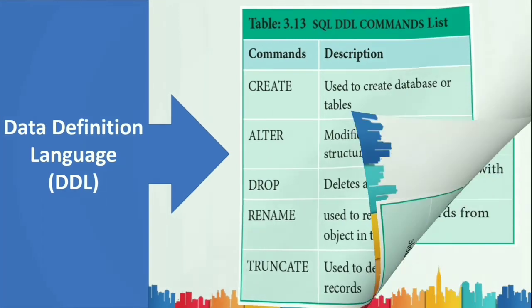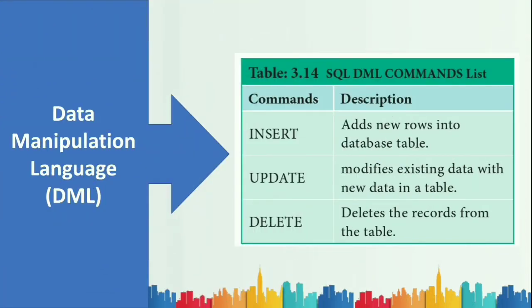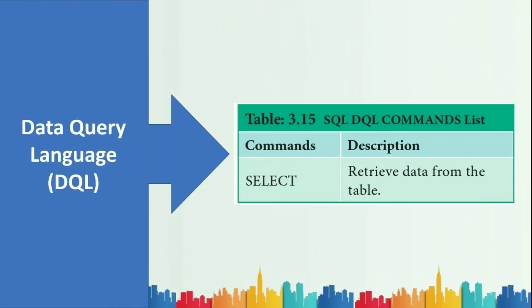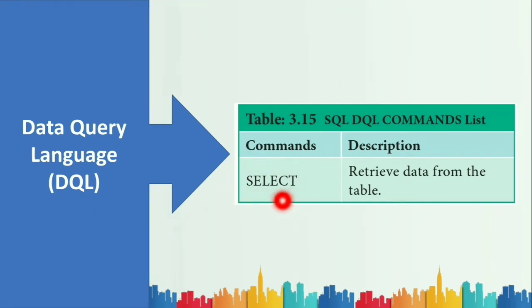And then data manipulation language. After creating a database and a table, you can insert rows into the table, you can update the existing data, and also you can delete the existing data. All these three commands are called data manipulation language. I repeat, insert means inserting new rows into the table, update means modifying the existing data, and delete means deleting the row present in the table. And then we have data query language. Data query language is the select command. This command is used to retrieve data from the table.